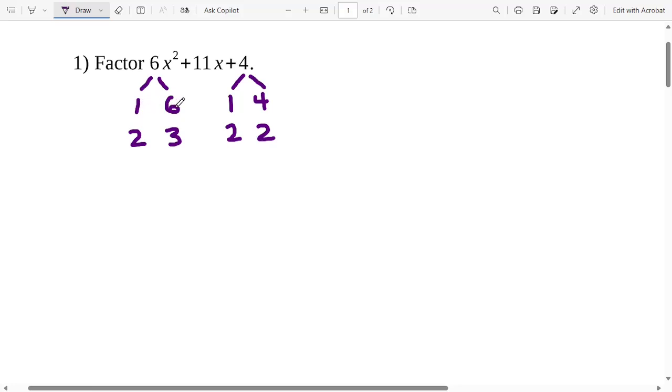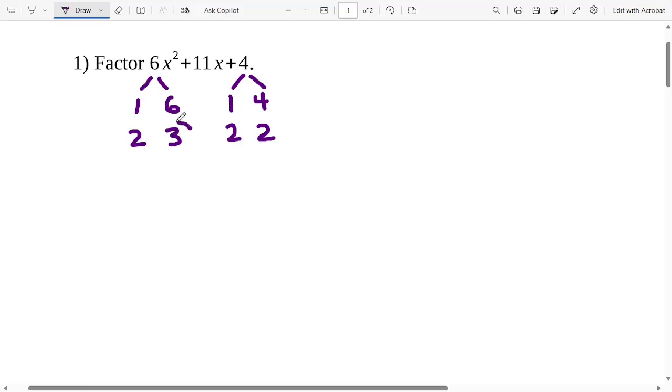So 1 and 6 and 1 and 4 would not work, but possibly 1 and 6 and 2 and 2 might. Let's try that. So if I did 6 times 2, that would give me 12. Plus 1 times 2 is another 2. That brings me up to 14. So that's too high. Now I could, because these are both 2's, I could switch, multiply it by the other 2, but it's going to be the same. So 1 and 6 is not going to work. So I'm going to have to use 2 and 3.